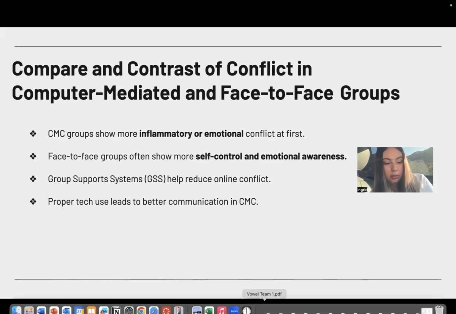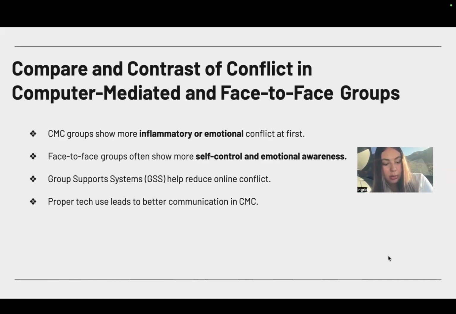Now, something really helpful for online groups is something called Group Support Systems or GSS. These are tools designed to help teams organize their work and make communication smoother when used correctly. These systems can reduce misunderstandings and make group interactions more efficient so conflict doesn't get out of hand.